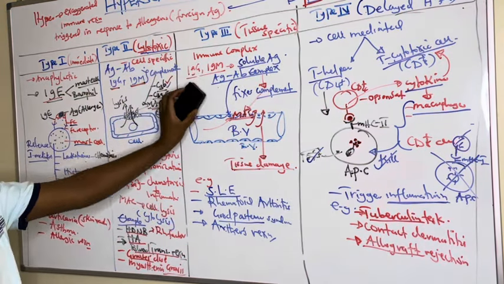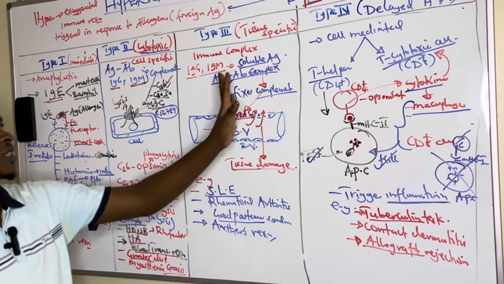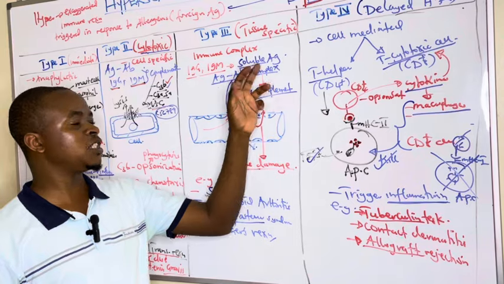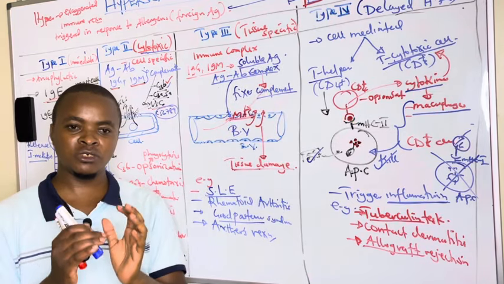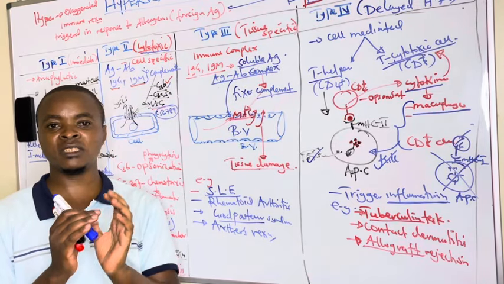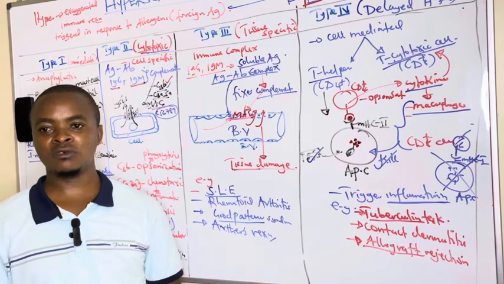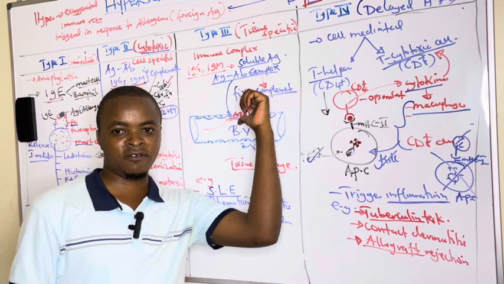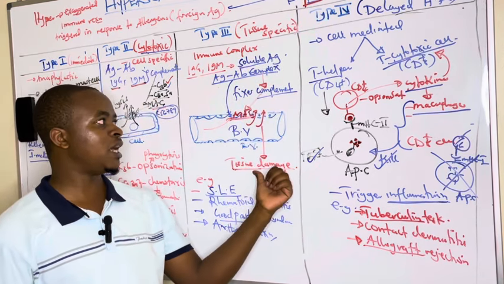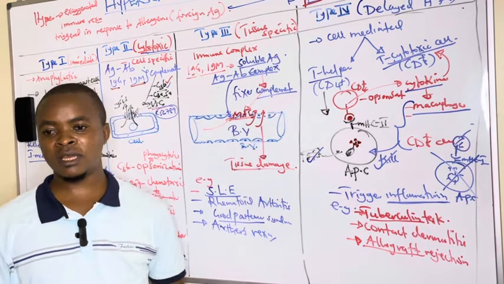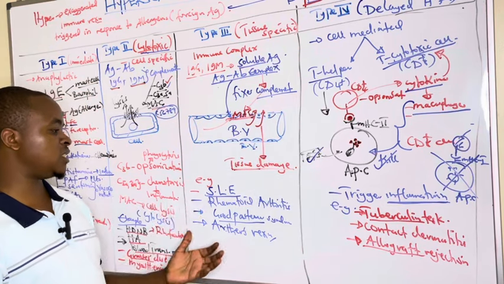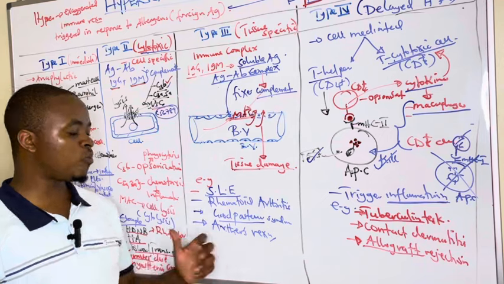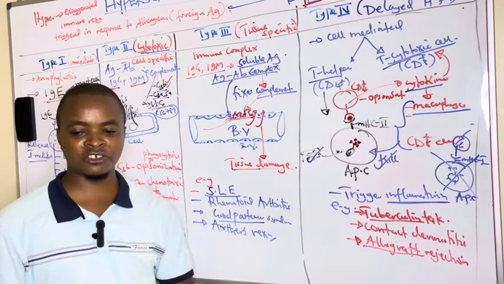In type 3, we have seen it is tissue-specific, and it involves IgG and IgM responding to soluble antigen, forming immune complexes. And this immune complex, we have seen it can be localized or in saturation. When it is in saturation, it is deposited in the endothelium of the blood vessels, leading to tissue damage by the complement, what we call the membrane attack complex. Examples we have seen: systemic lupus erythematosus, rheumatoid arthritis, Goodpasture syndrome, and Arthus reaction.